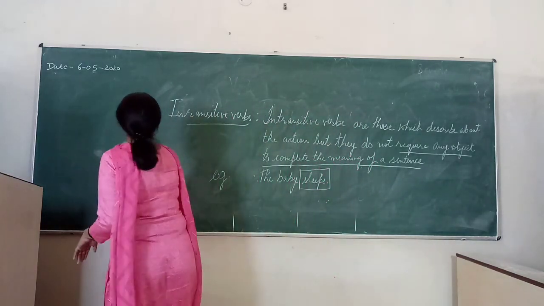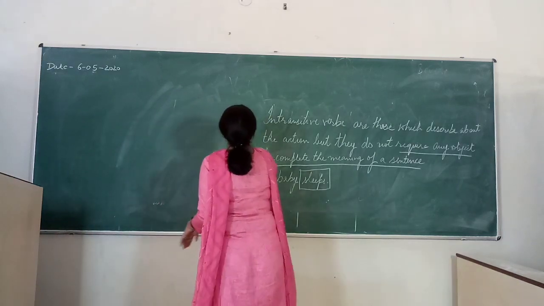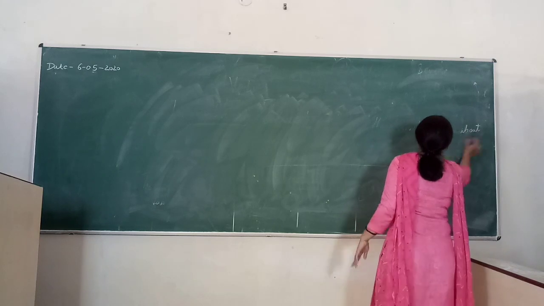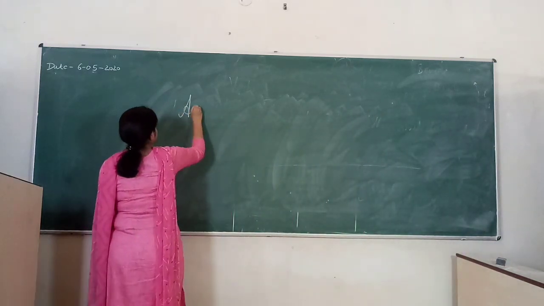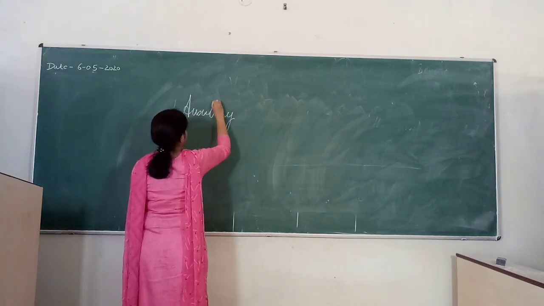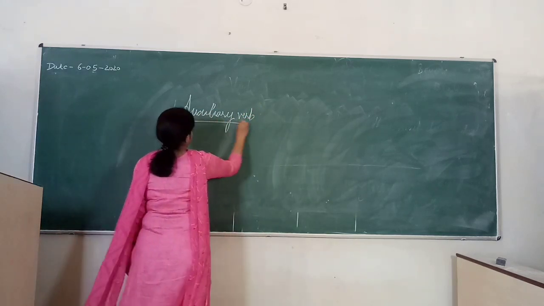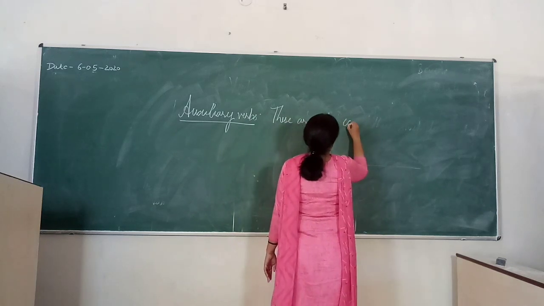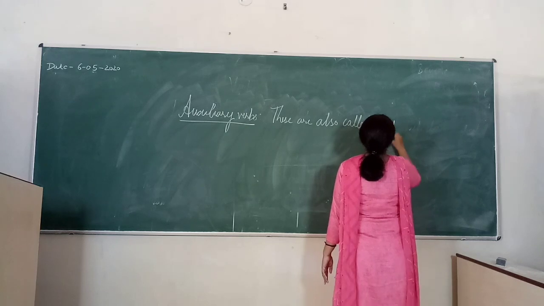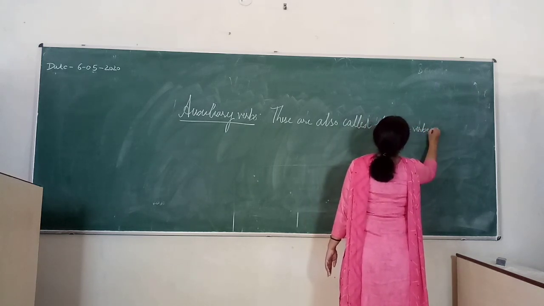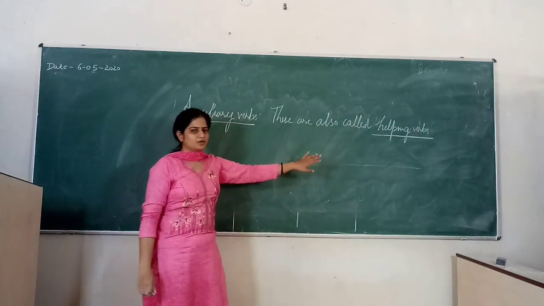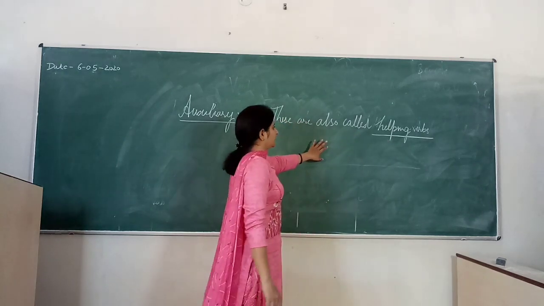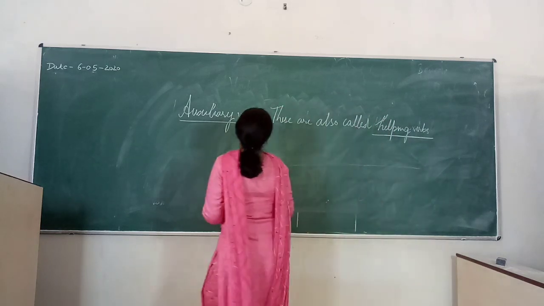Okay. Now next subtype of verb is auxiliary verb. Auxiliary verbs are also called as helping verbs. As the name itself suggests that these are helping verbs, that means they help the main verb, they come with the main verb and convey a complete meaning to the sentence.